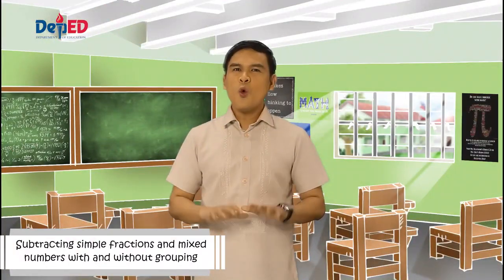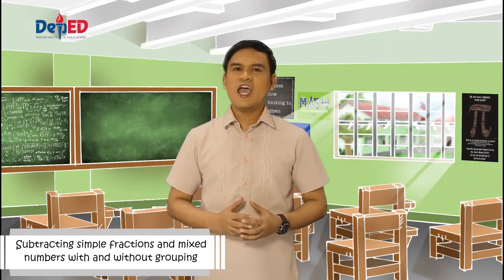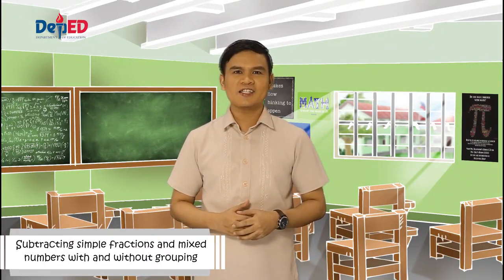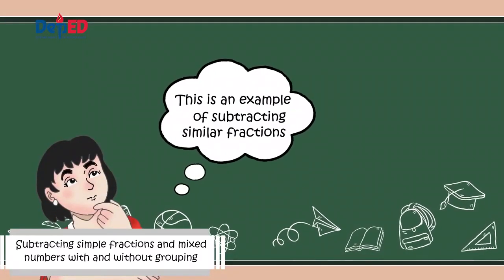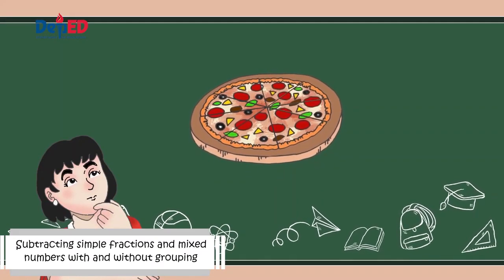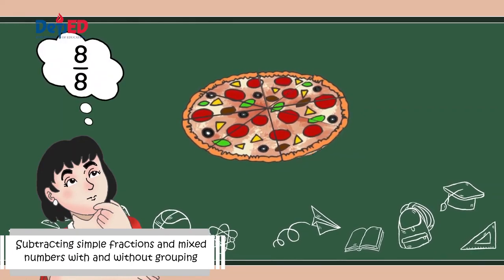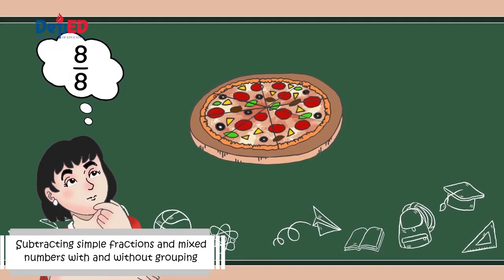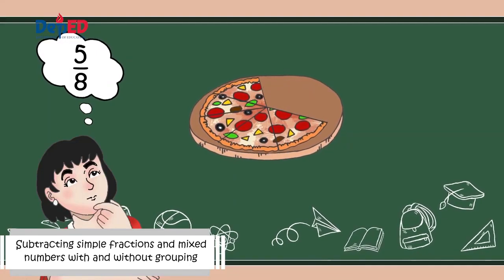Suppose you have one whole pizza and you divide it into 8 slices. You ate 3 slices. What part of the pizza was left? This is an example of subtracting similar fractions. One whole divided into 8 equal parts, that is equivalent to 8 eighths. Minus or take away 3 eighths equals 5 eighths.